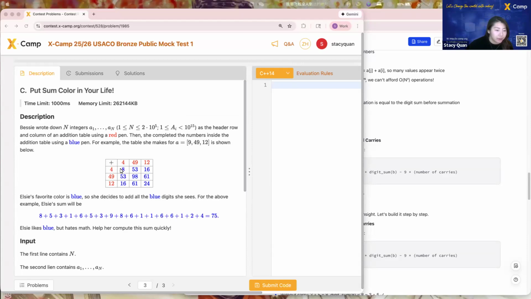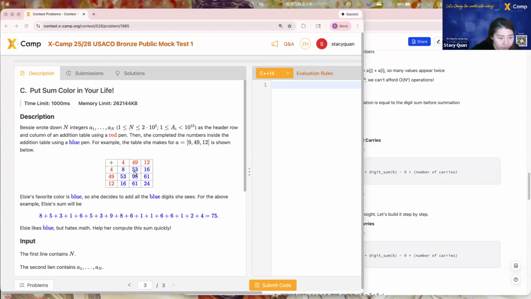For each pair, they form a sum, and what we care about is the sum of the digits for the blue numbers. Otherwise, we can only simulate this. So how does the sample input work for this table? 4 plus 4 ends up giving you this 8, and 4 plus 49 gives you this 53.